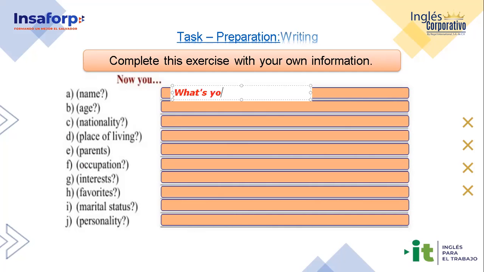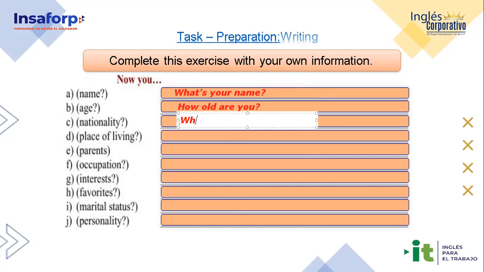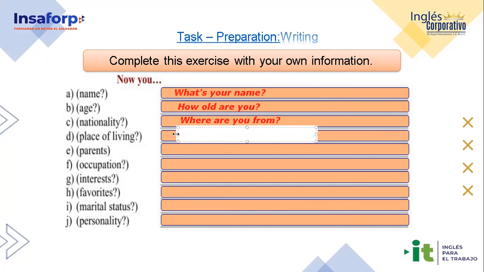What's your name? How old are you? Nationality. What is your nationality? Where are you from? Okay. The next one, place of living. Where do you live?